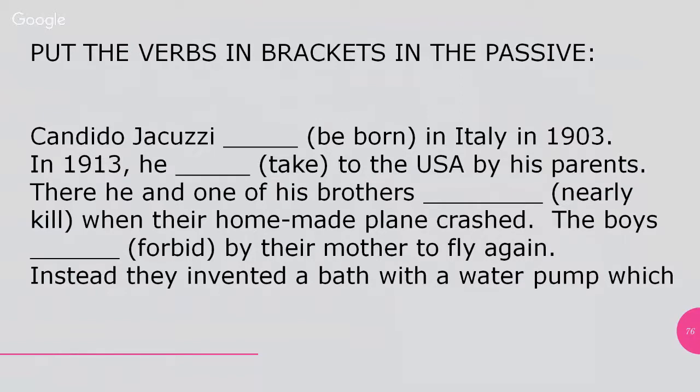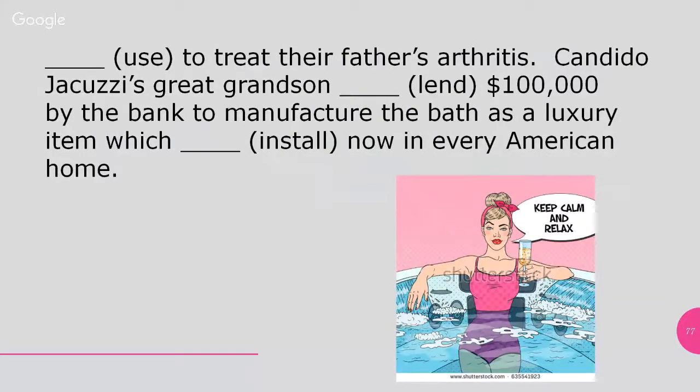Candido Jacuzzi was born in Italy in 1903. In 1913, he was taken to the USA by his parents. There he and one of his brothers were nearly killed when their homemade plane crashed. The boys, plural, were forbidden by their mother to fly again. Instead, they invented a bath with a water pump, which was used to treat their father's arthritis.